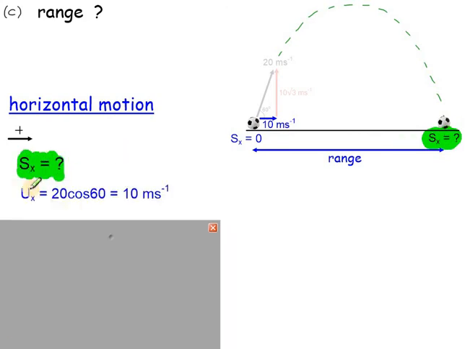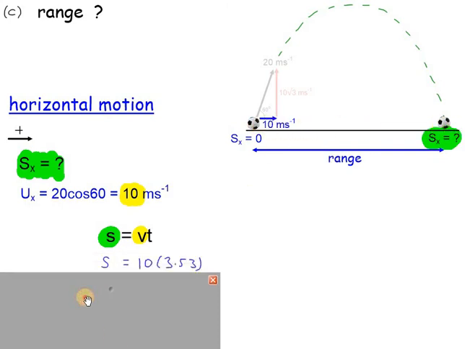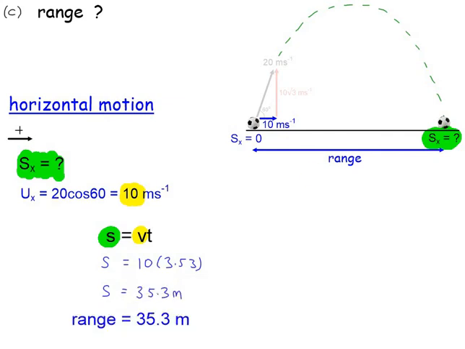The initial horizontal velocity, 20 cos 60 from this right angle triangle, simplifies to 10 meters per second, using s equals vt, where s is the value here that we're looking for, and v is 10 meters per second. That's the horizontal component for velocity, which doesn't change anywhere in the motion of the ball. Substituting values in, the range is 35.3 meters.